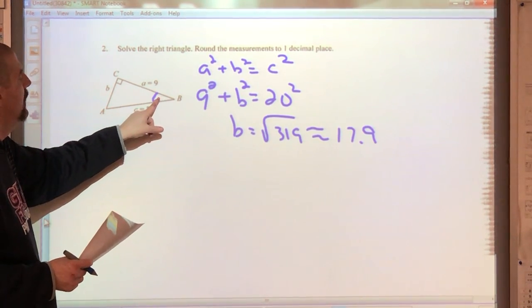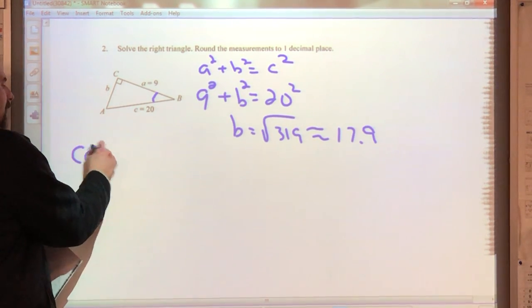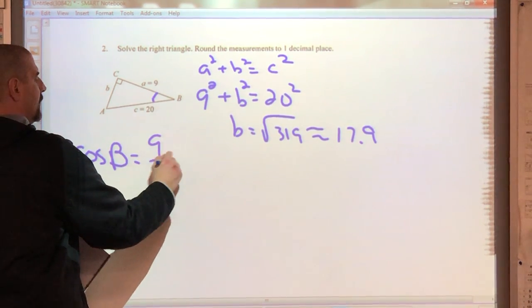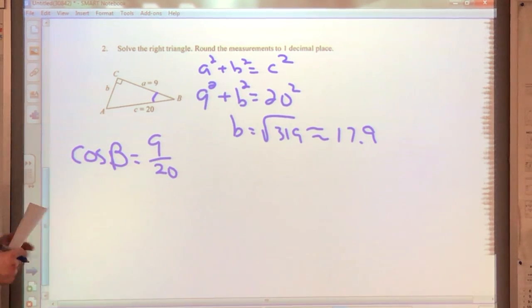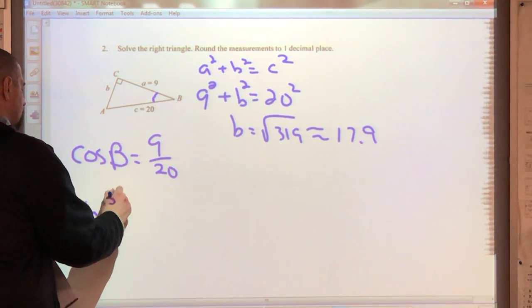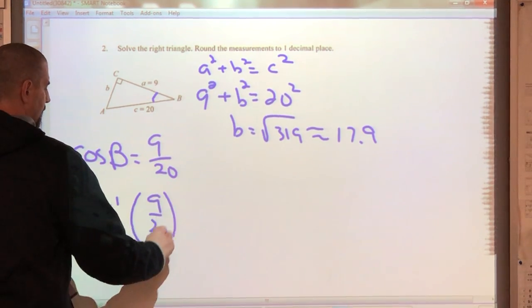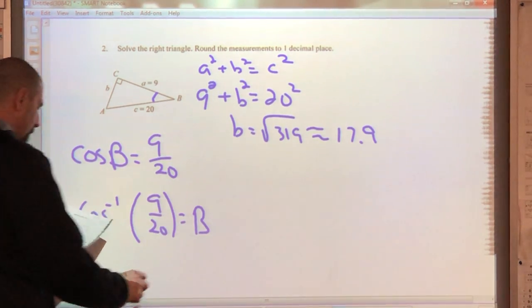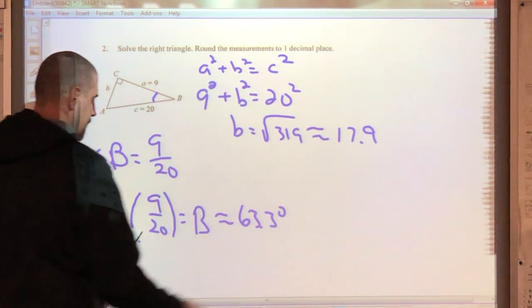So we have adjacent over hypotenuse, that's going to be cosine. So we're going to go cosine B equals adjacent 9 over hypotenuse 20. Now again, how do you solve this? Use inverse cosine. So we're going to take inverse cosine of 9 over 20, and that's equal to B. Type that in a calculator, and you should get approximately 63.3 degrees.